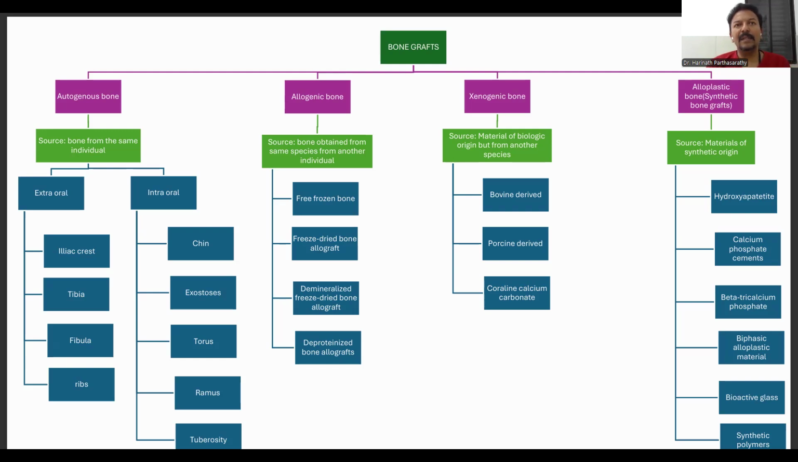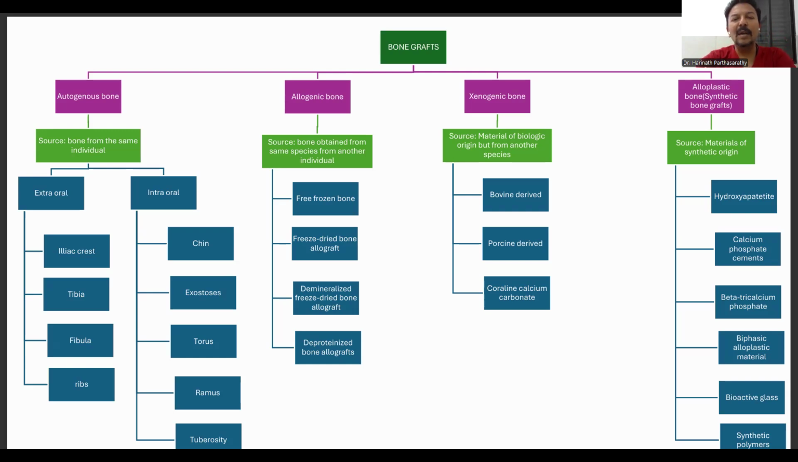Now, imagine the patient doesn't want a surgical site in his mouth or any other part of the body. He's a very apprehensive patient, and he says, "Doctor, don't do any additional surgeries. Look for other options." What are the other options? The other options are going to be bone grafts, by name allogenic bones.